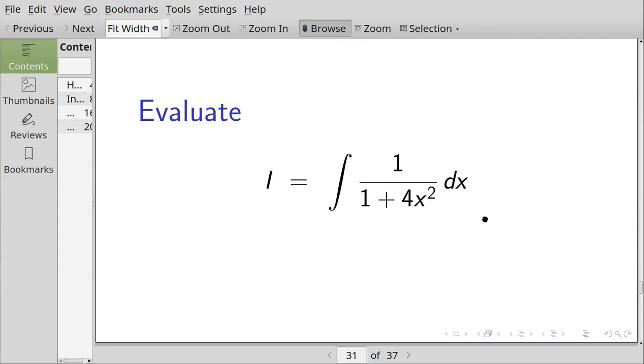I is equal to the integral of 1 over 1 plus 4x squared dx, right? If it was the integral of 1 over 1 plus x squared dx, we'd be fine. It would look like inverse tangent. But that's not quite what we have, but that's okay. We want to do a substitution such that it looks like an integral that we know how to handle. Okay? So what would my substitution here be?